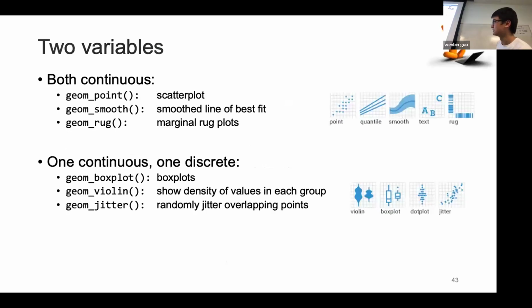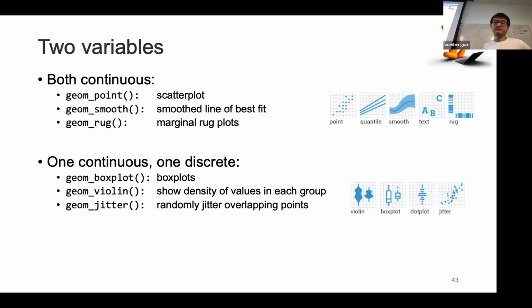If you have two variables, then based on the variable types, whether it's continuous or discrete. If they are both continuous, then the natural way to think about it is the scatter plot, right? The x-axis, y-axis, they are continuous. So the natural way is a scatter plot.